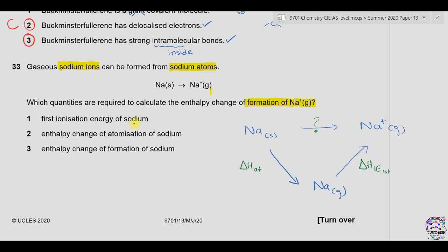So the options are 1. First ionization energy of sodium. Yes, we need this one. Second is enthalpy change of atomization of sodium. We also need this one. Third is the enthalpy change of formation of sodium. Now this is not needed. So the correct answer is B.